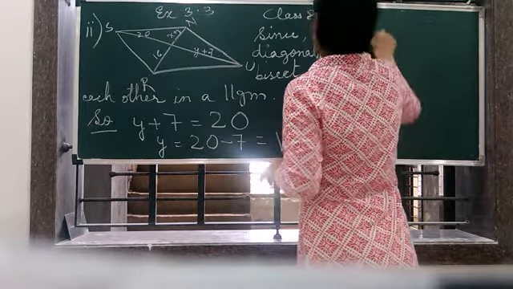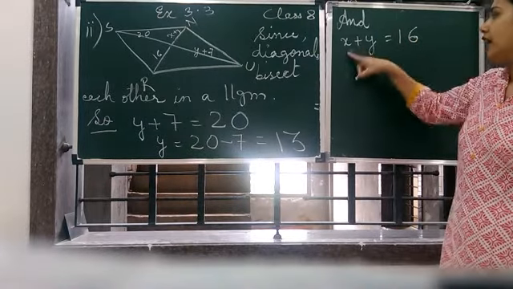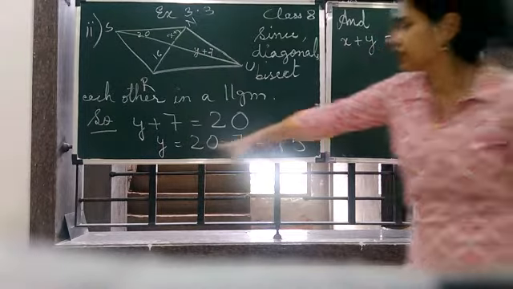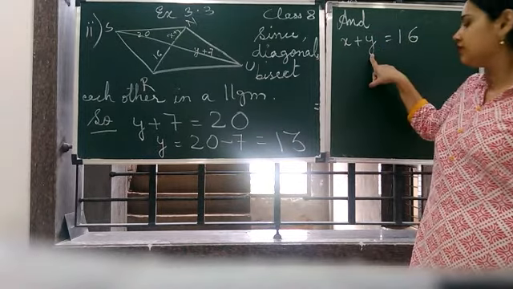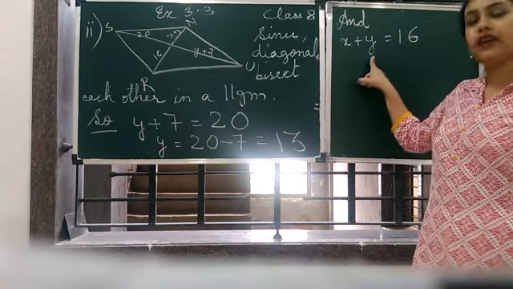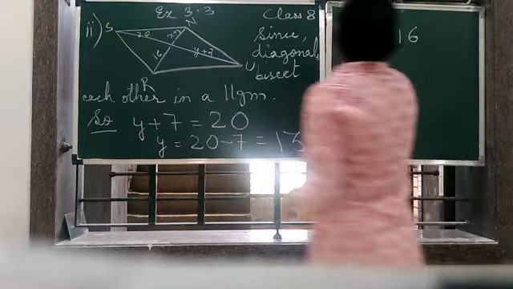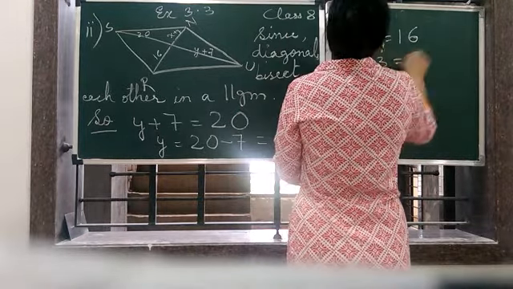x plus y is equal to 16. Now how to get the value? We have two variables, but we know the value of one of them. We know that y is 13. So if I put the value of y, 13, here, will I get the value of x? Yes. So we will put the value of y, that is 13.